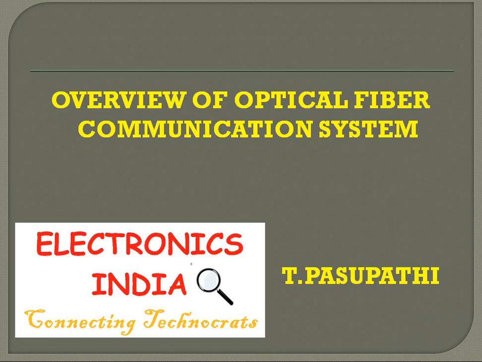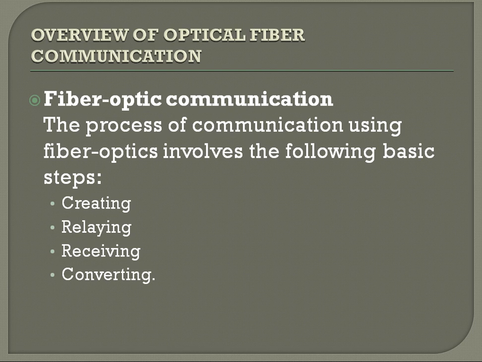In this lecture, we are going to see the overview of optical fiber communication system. Fiber optic communication is a method of transmitting information from one place to another by sending pulses of light through an optical fiber. The light forms an electromagnetic carrier wave that is modulated to carry the information. Fiber is preferred over electrical cabling when high bandwidth, long distance, or immunity to electromagnetic interference is required.